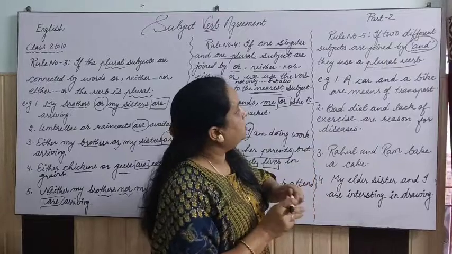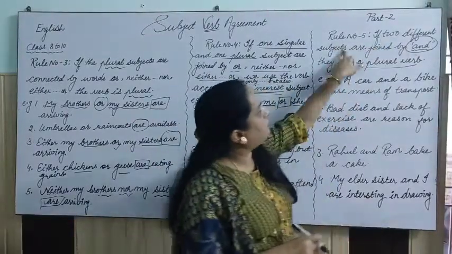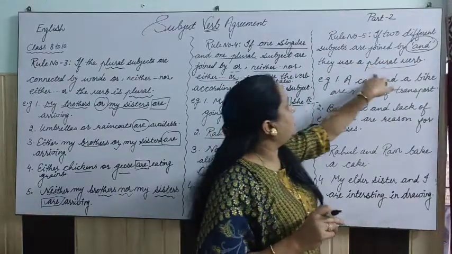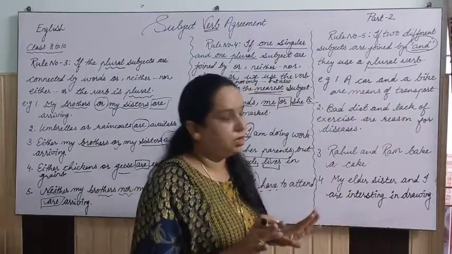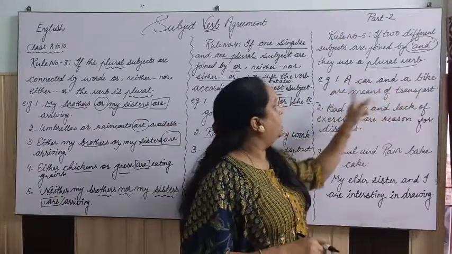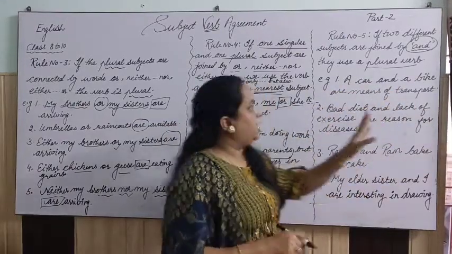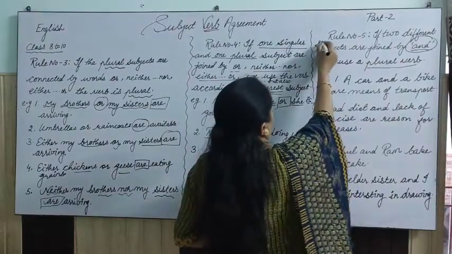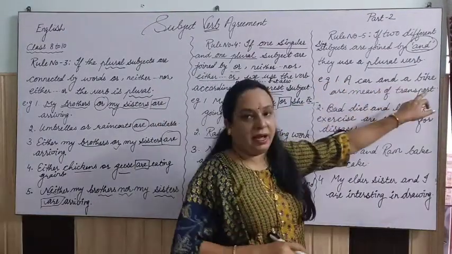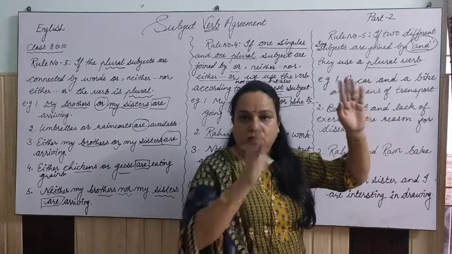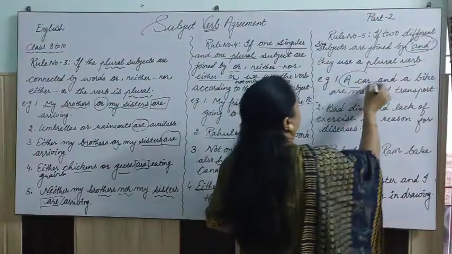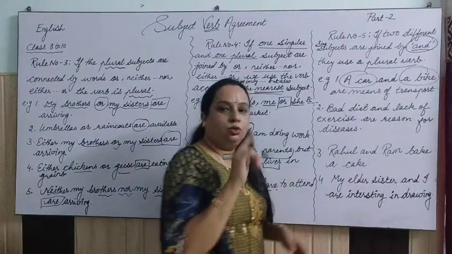See once again. If two different subjects are joined by and, they use a plural verb. Clear? For example, a car and a bike are means of transport. Here you can write down, if two singular subjects also. Now say a car and a bike. Now both the things are different. Two different things we have. One is bike and one is car, right? So we are talking about two subjects here actually, and both are singular.